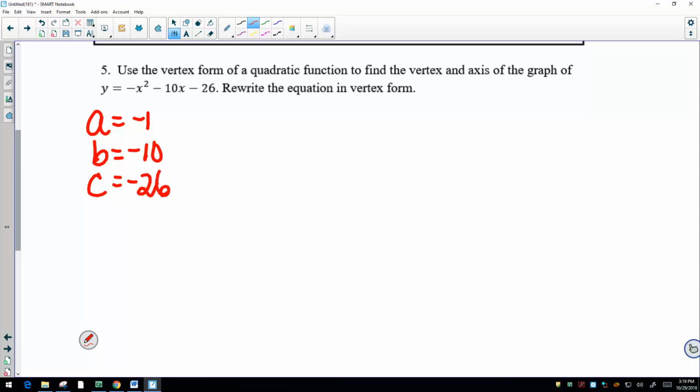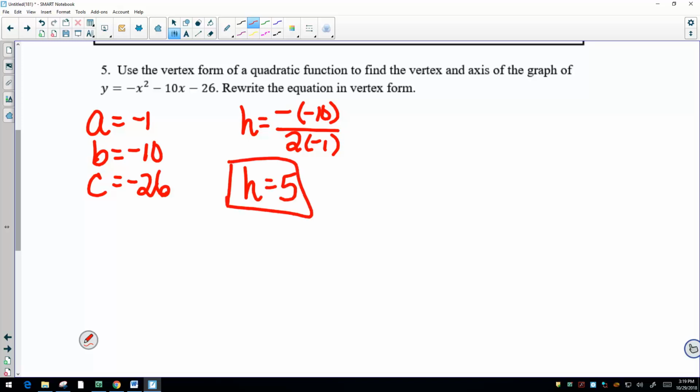In order to write this in vertex form, I need to know what h is. So h, we had the formula negative b over 2a. And if we simplify this down, we're going to find h is 5. Okay, now we also needed the k value. And k, we said, was c minus ah squared. And you have to be careful with order of operations on this. You have to square the h first before you do anything else. So if we plug this in, I have a negative 26 minus a negative 1 times 5 squared. So you do have to square the 5 first.